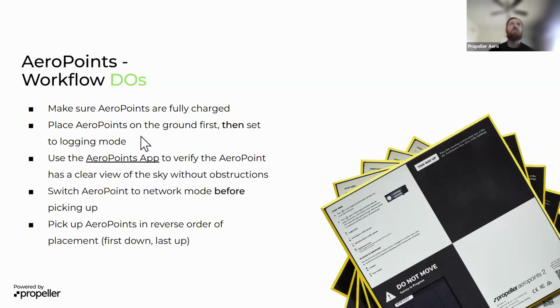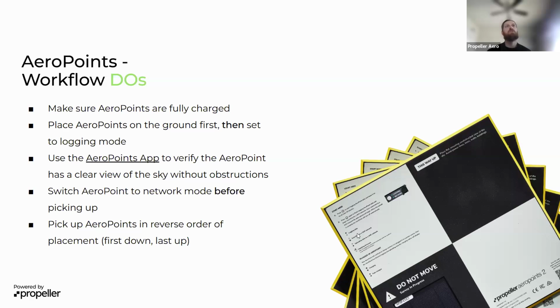We want the AeroPoints placed on the ground first, then set into a logging mode. So we don't want to hit the button and then put it on the ground. That can introduce some error. We want to put them on the ground and then hit that button. The LED light pattern will change there. You've got a little key as to what those lights mean on the AeroPoint itself.